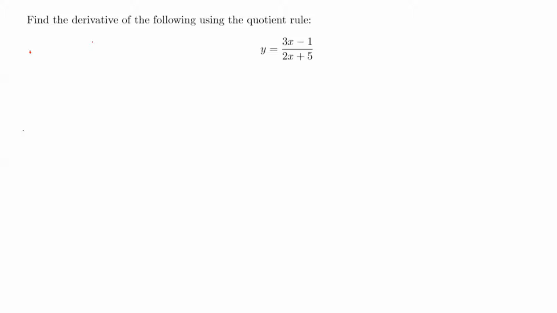We use three rules in calculus: the product, the quotient and the chain, whenever we have to solve some of those tricky derivatives. So for example, in previous videos we've covered the product rule, when we have two functions multiplying by each other, and the chain rule, when we have a function inside a function. Today we'll be focusing on the quotient rule, where we have two functions being divided by each other.